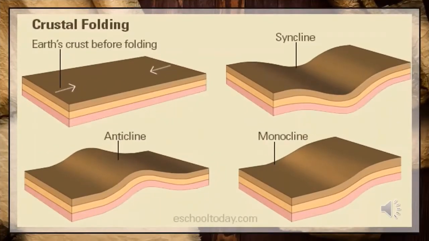There are three types of crustal folding. The first one is the syncline, also known as the downward fold. The other one is the anticline, also known as the upward fold. And the last one is what we call the monocline, also known as the slight fold.